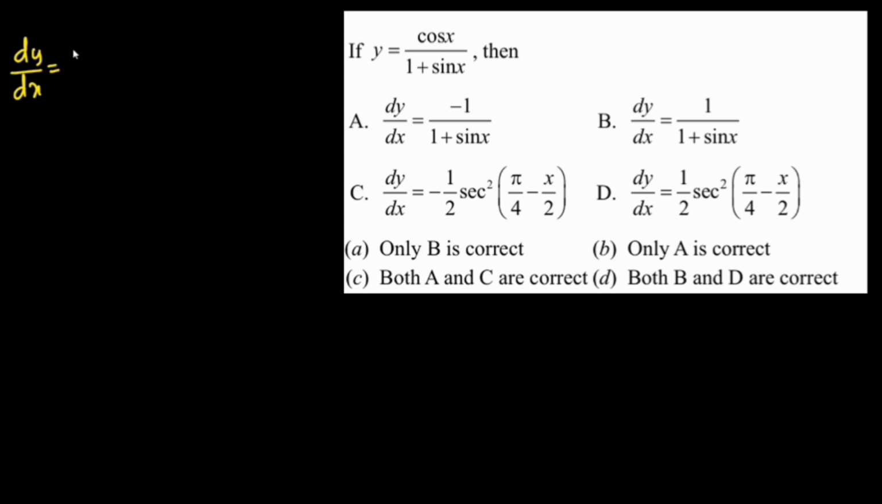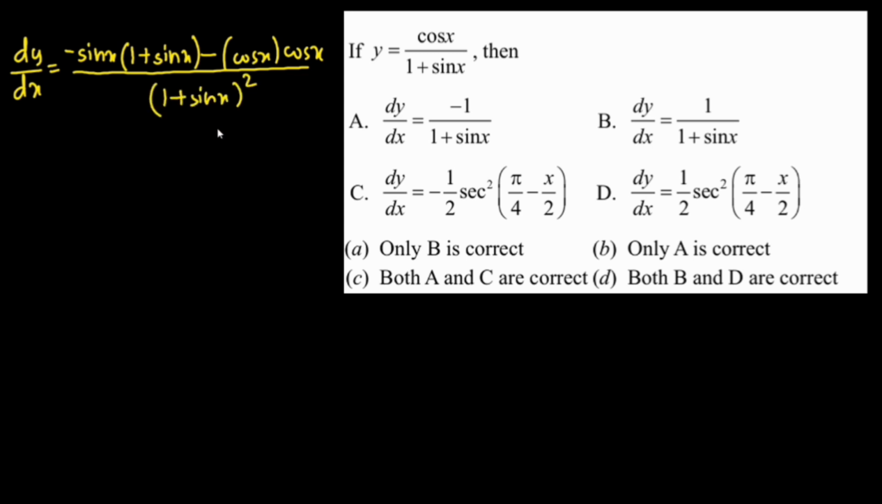What is the differentiation of cos x? Minus sin x into, we write the denominator as it is, 1 plus sin x, minus the differentiation of the denominator, which is cos x, into the numerator written as it is, divided by the square of the denominator, that is 1 plus sin x whole square. Now if I simplify this, what happens?